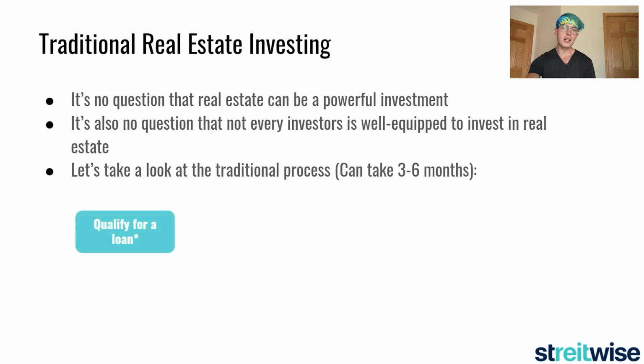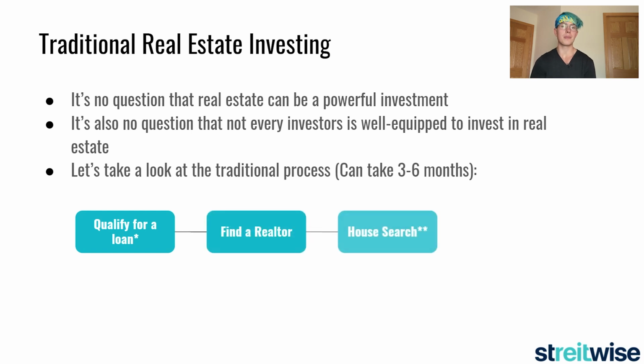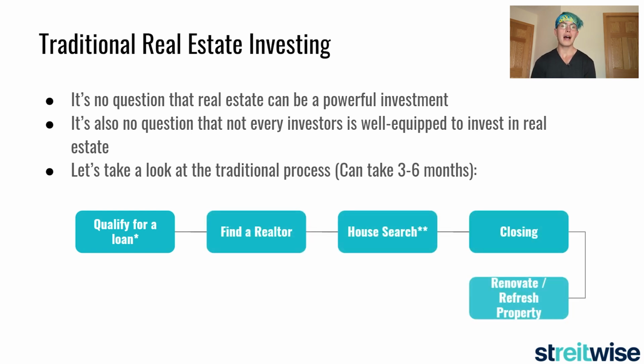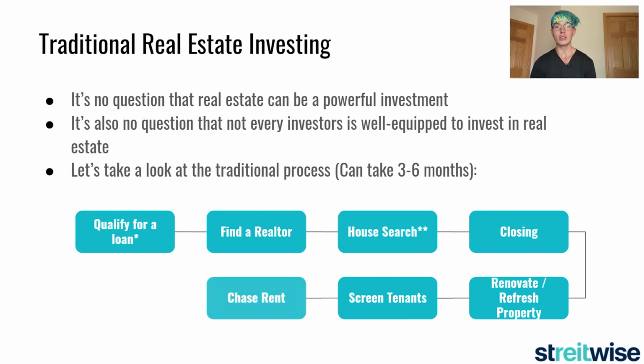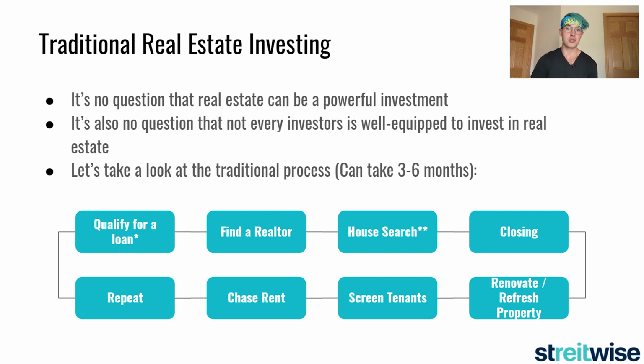Now, the traditional process for getting started with real estate looks a little something like this. First, you have to go out there and qualify for a loan. So this is going to depend on your credit, your income, your employment history, a number of different things you're going to have to show to a bank or financial institution in order to qualify for a loan. Then you'll need to find a realtor. You'll need to go out there and actually search for a house to buy, find something that's going to be a good deal that you're going to be able to rent out successfully.